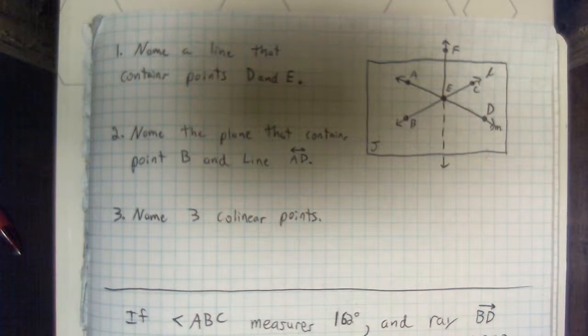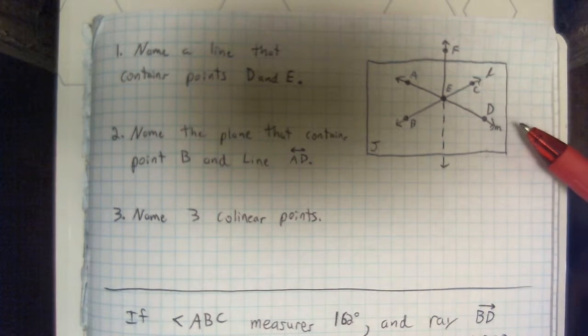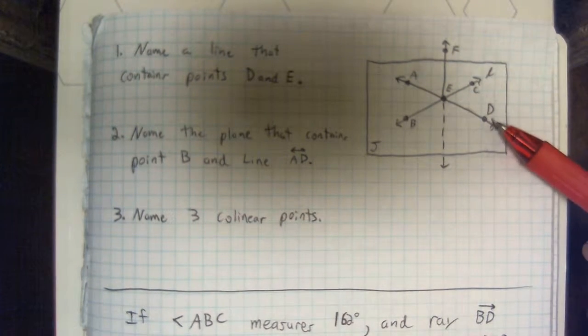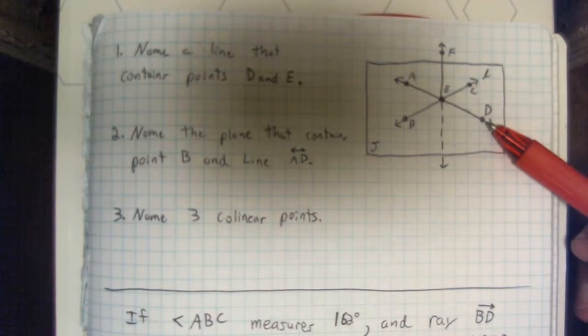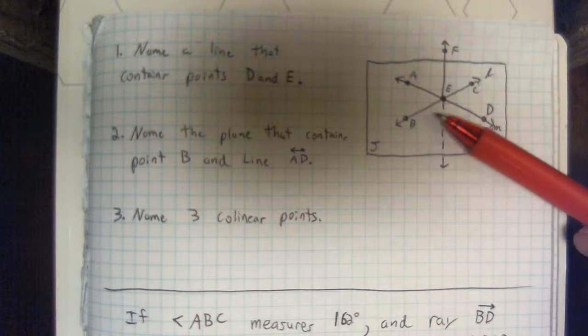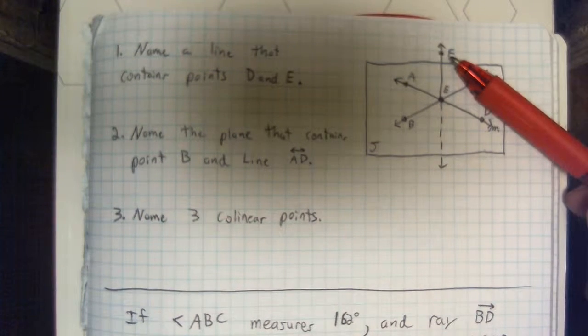Alright, this is lesson 1, points, lines, and planes. Quick video help. So the first thing is we need to know what a point, line, and a plane is. A point, if you look at the vocabulary terms, you'll find that a point is any place in space. It's just a location. So here we have a whole bunch of points. A, B, C, D, E, and F.